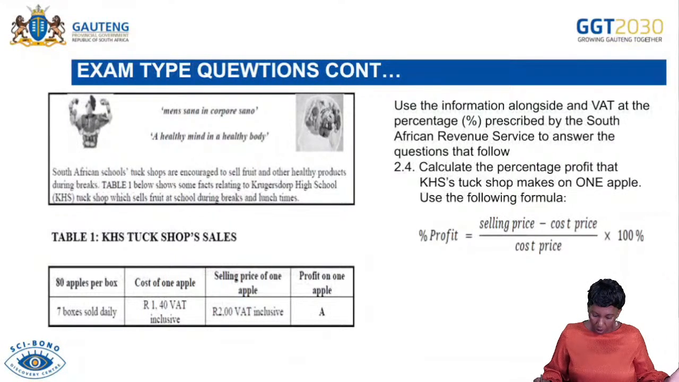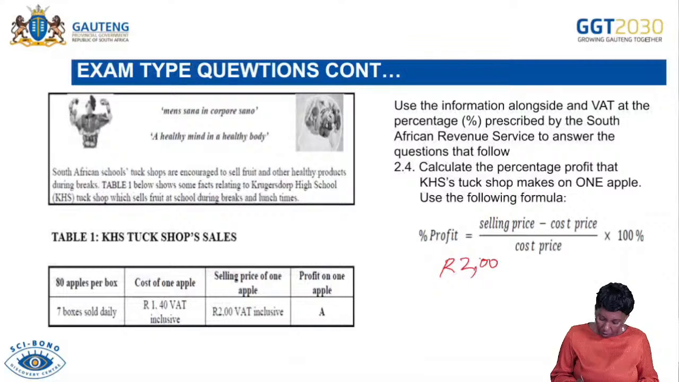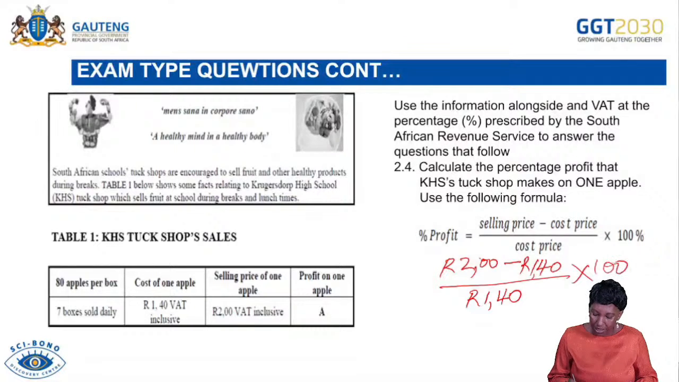Now look at this one. You are given the formula. Now they say calculate the profit. We said the selling price is 2 rand. What is the cost price of 1 apple? 1 rand 40. And then over the cost price, which is 1 rand 40. The correct substitution in the formula, boys and girls, multiply by 100. And remember, this percentage symbol is for 100%. When you calculate, your answer must be in percentage.